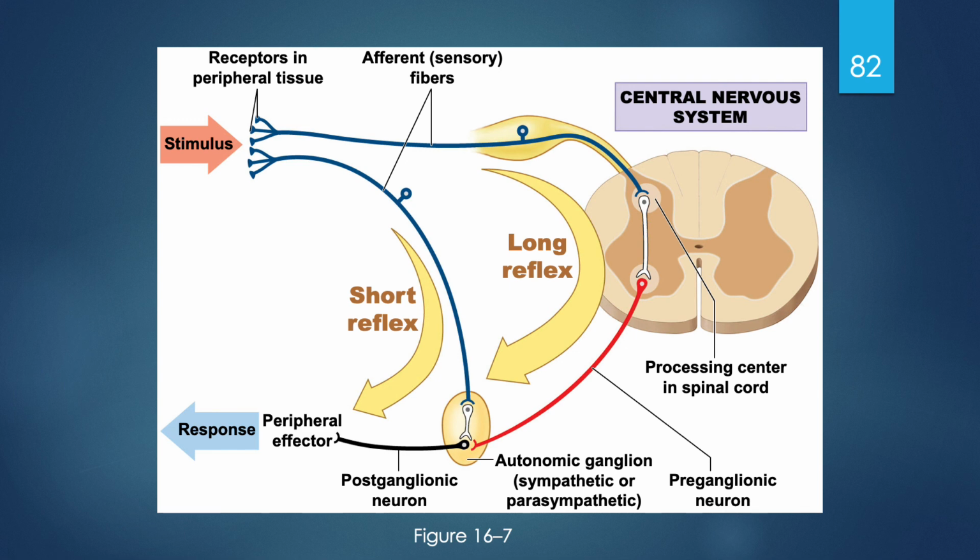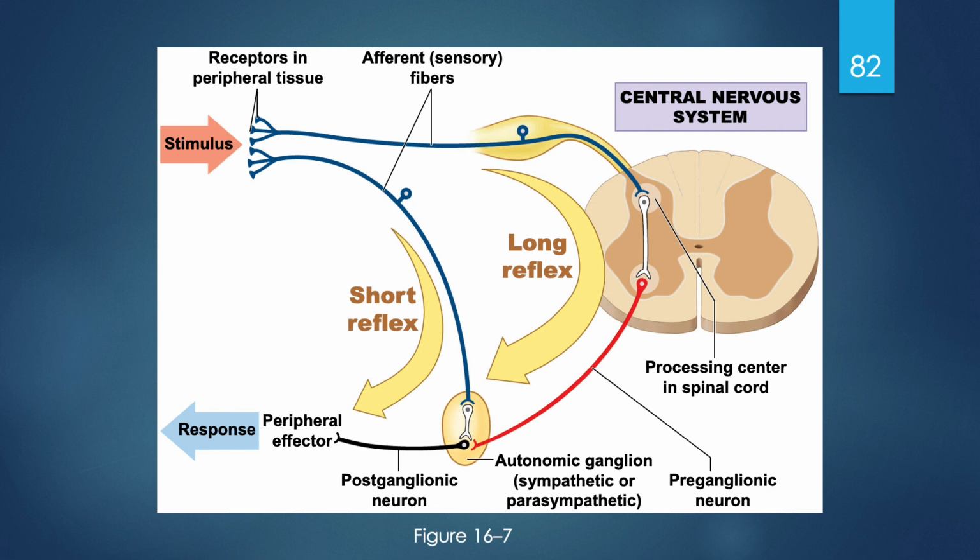Now, the long reflex is a little different. So we'll start off again at the top with the stimulus at the left, and we have our receptors in the peripheral tissue, again, which are on our afferent sensory fibers. And so that will synapse, instead of synapsing outside the central nervous system at a ganglion, it's going to synapse actually in the spinal cord in a processing center. So it will synapse onto an interneuron in the spinal cord, which then sends the information on to a preganglionic neuron, which is shown in red.